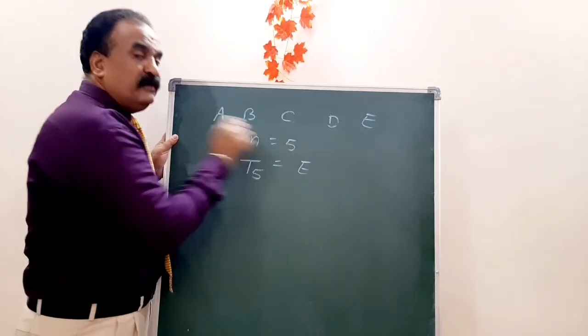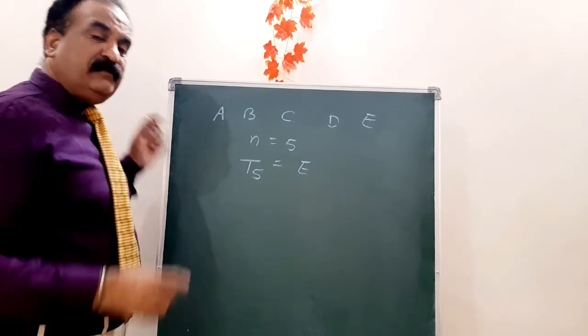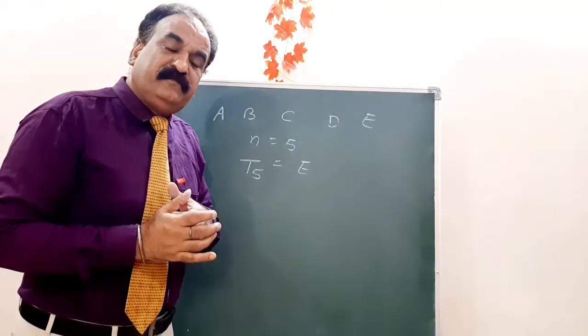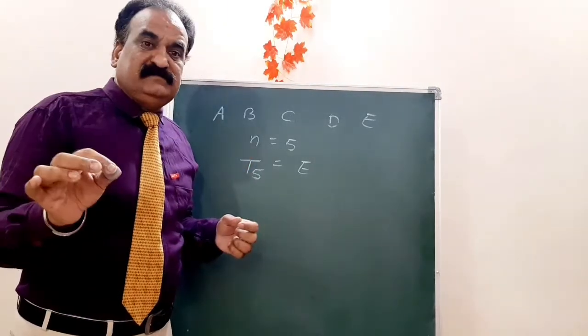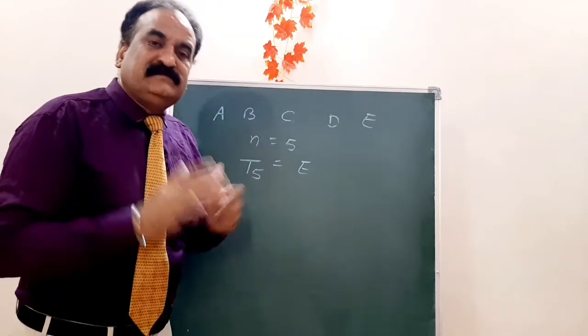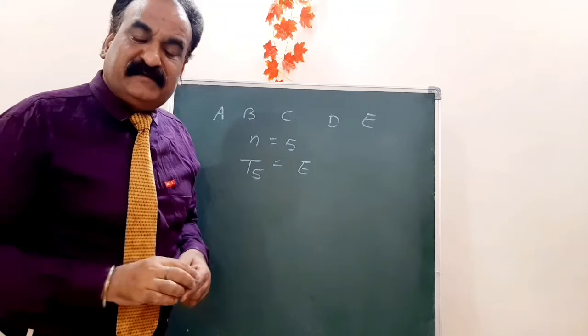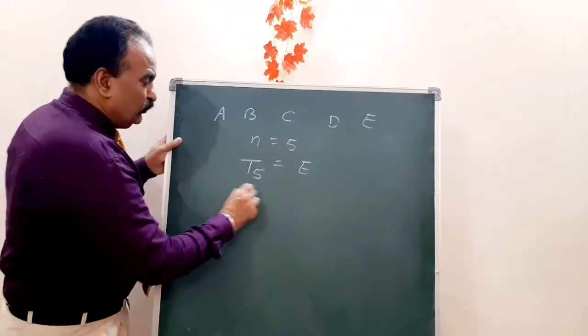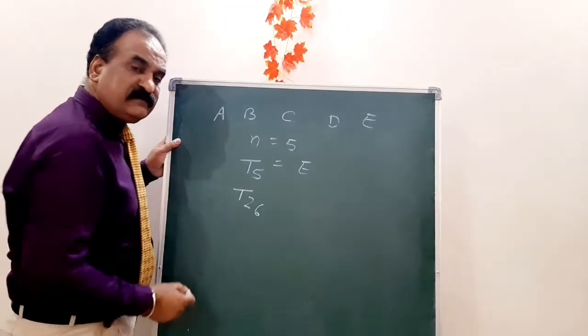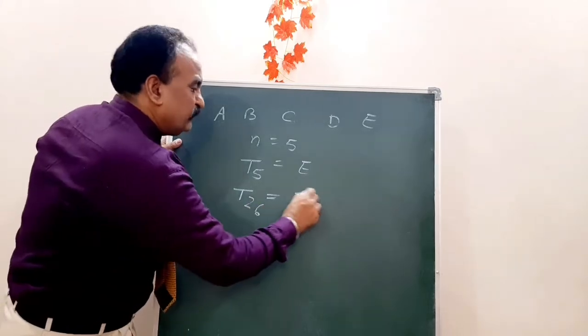And n is the number of terms. If I am talking about the English alphabet, A to Z, how many letters are there? 26. It means n is equal to 26. And suppose I ask you, what is T26? T26 is equal to Z.